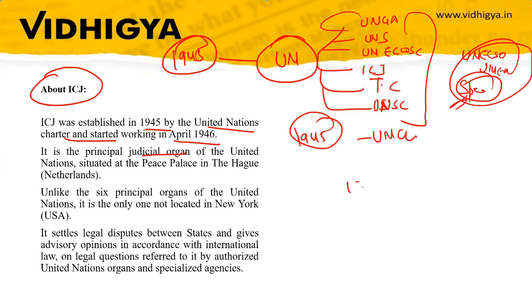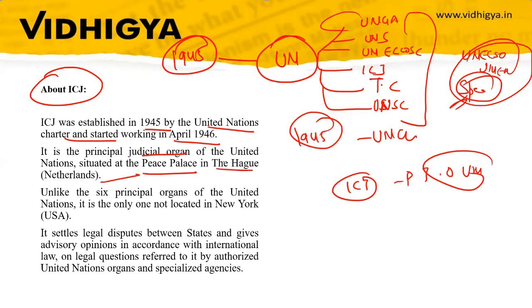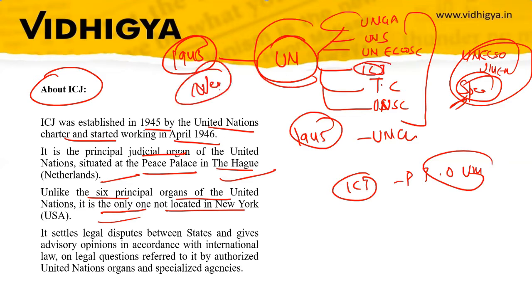One thing you have to remember: the ICJ is the principal judicial organ of the United Nations and is situated at the Peace Palace in the Hague, Netherlands. Unlike the other principal organs of the United Nations, it is the only one not located in New York. Apart from the ICJ, all the five organs are located in New York, and this is located in the Hague, in the Netherlands.